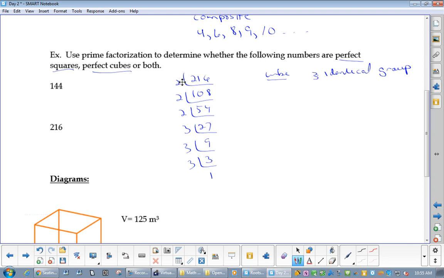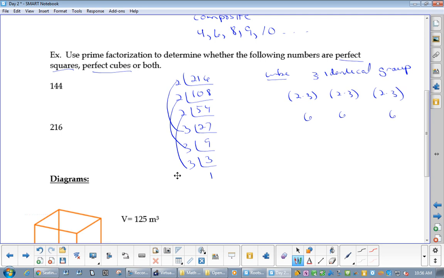So I can do a 2, 3, 2, 3, 2, 3. So I have to use them all up. So those are 3 identical groups. Now if there was one more 3 here, I'd have a 3 left over. I couldn't do it, right? So everybody has to get used up. So then it's 6 times 6 times 6.